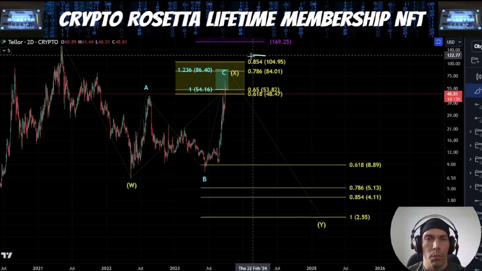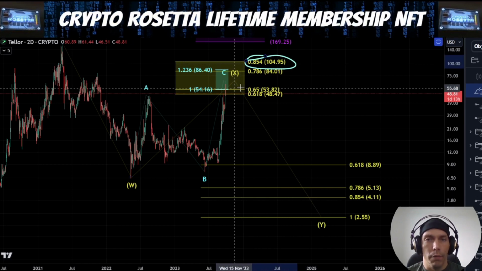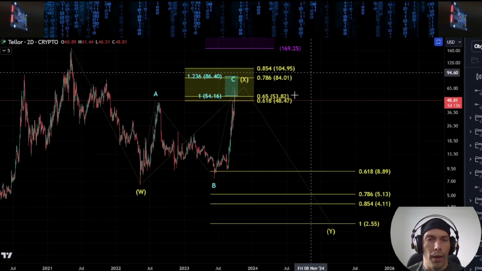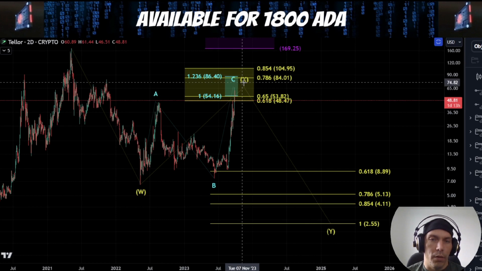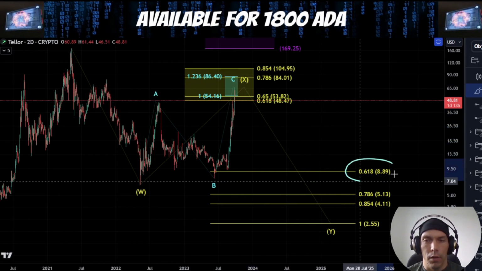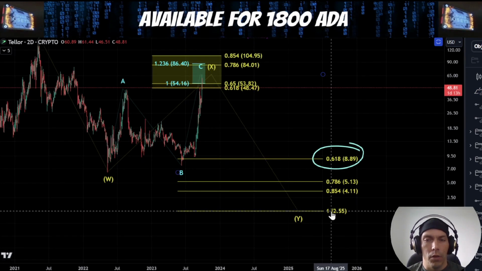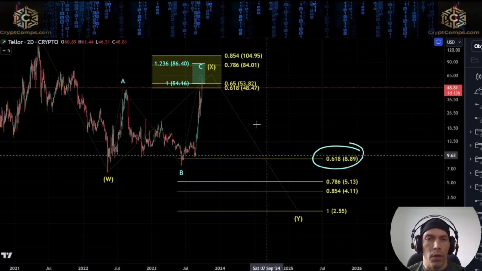If we start to push up higher towards this 854 zone, then the idea of the flat starts to become more likely. Now, if we do see this play out in 3 waves to the downside, like I said, the minimum requirement is going to be here at this 0.618. Some other targets would be this 255 at a 1-to-1.